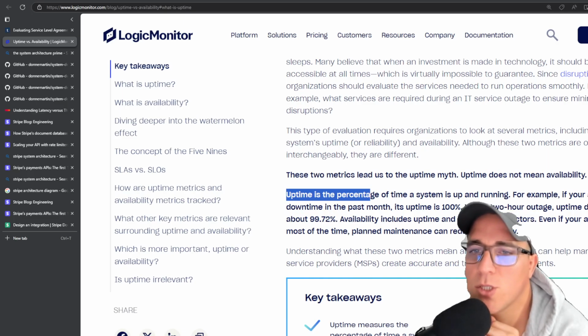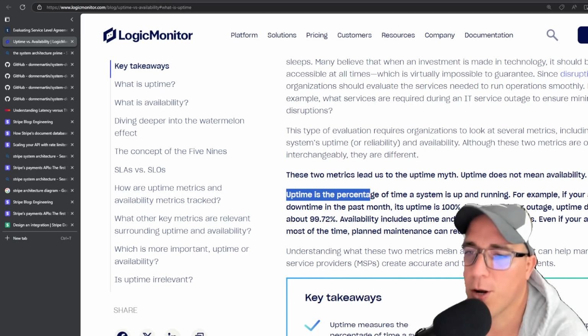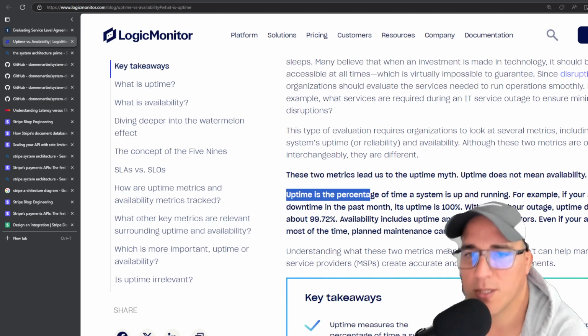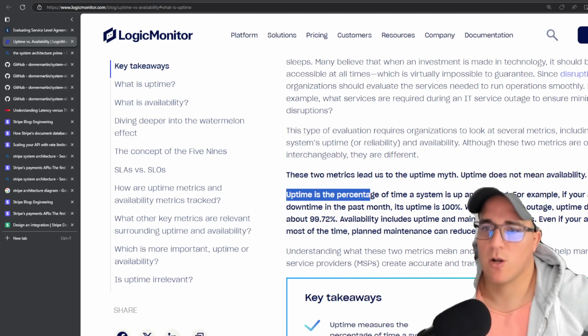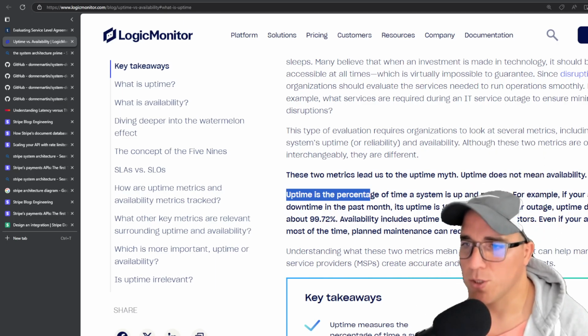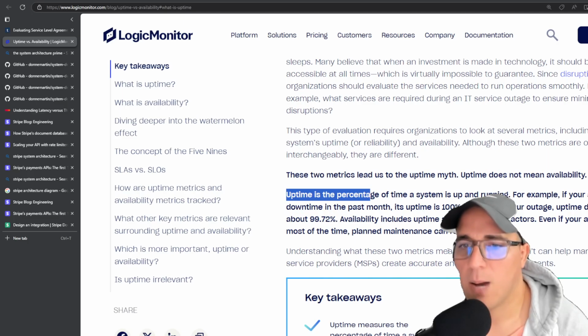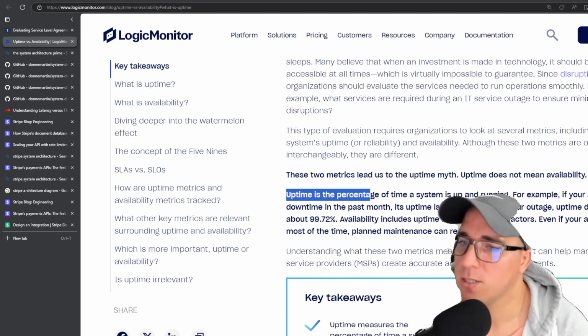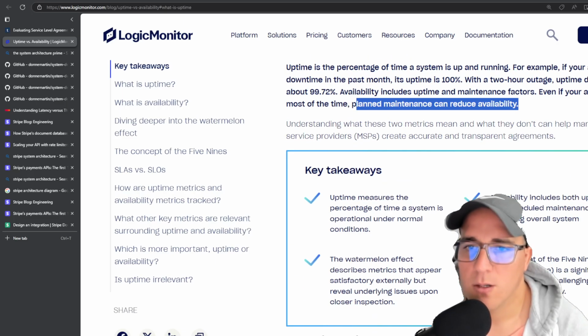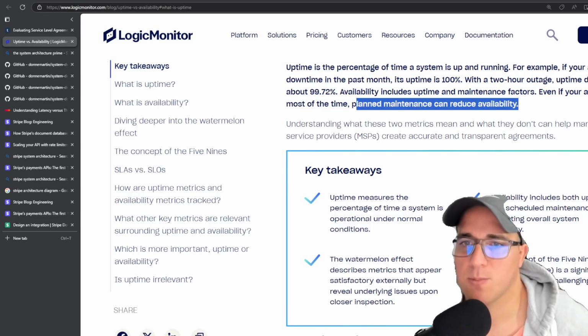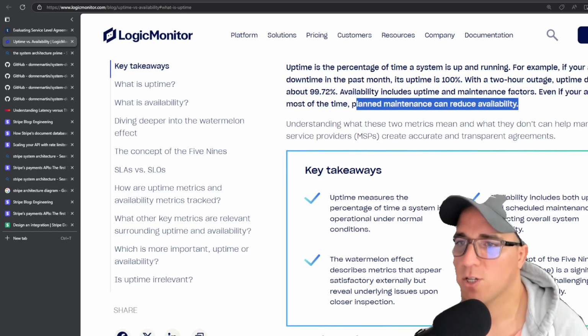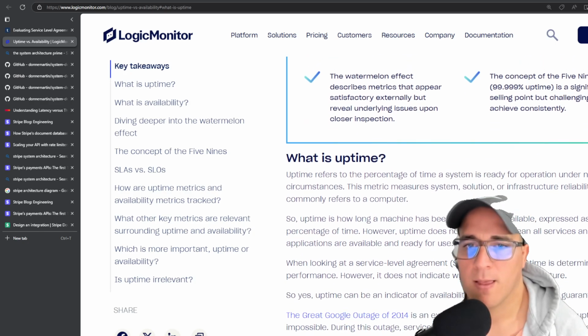Uptime is the percentage of time a system is up and running. For example, if your app had no downtime in the past month, its uptime is 100%. With a 2-hour outage, uptime drops to about 99.72%. Availability includes uptime and maintenance factors. Even if your app runs most of the time, planned maintenance can reduce availability. Understanding what these two metrics mean and what they don't can help managed service providers (MSPs) create accurate and transparent agreements. What is uptime?